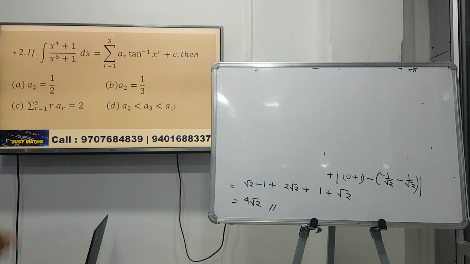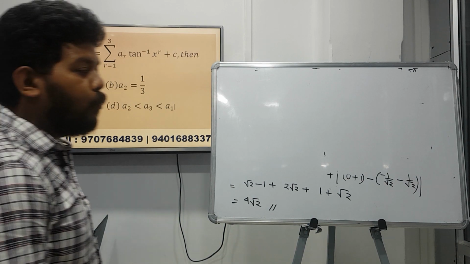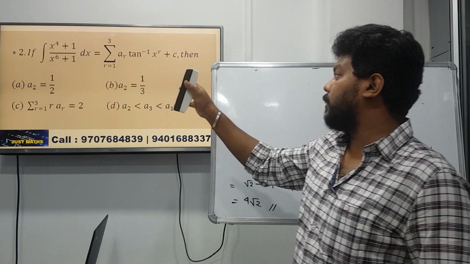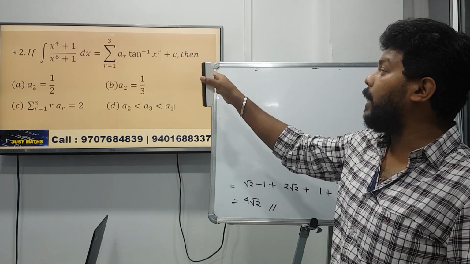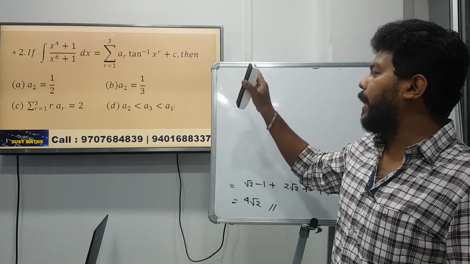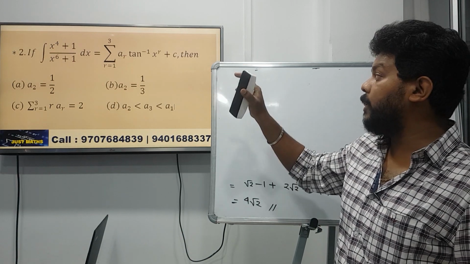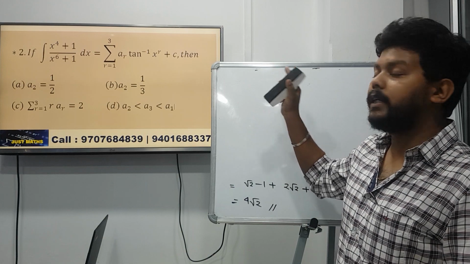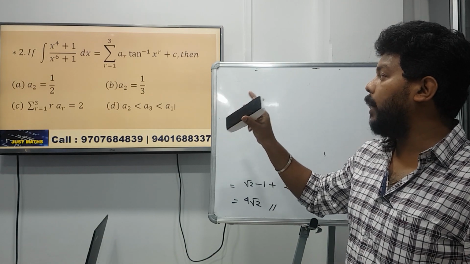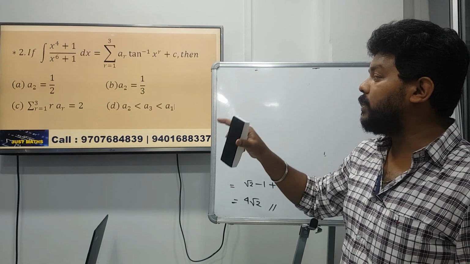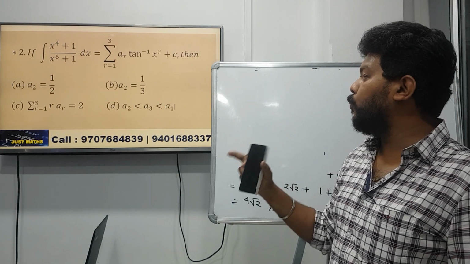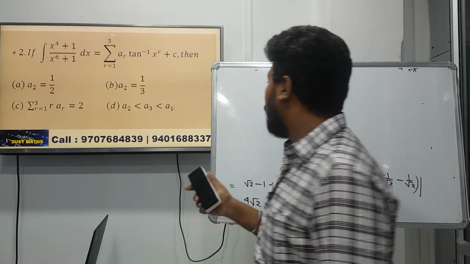You are given: the integral of (x^4 + 1) divided by (x^6 + 1) dx is equal to the summation of A_r, where A_r is a constant, times tan inverse of x^r, where r varies from 1 to 3, plus a constant C. Then option A, A2 is equal to 1/2. Option B, A2 is equal to 1/3. Option C, summation of r times A_r is equal to 2. And option D, A2 less than A3 less than A1.